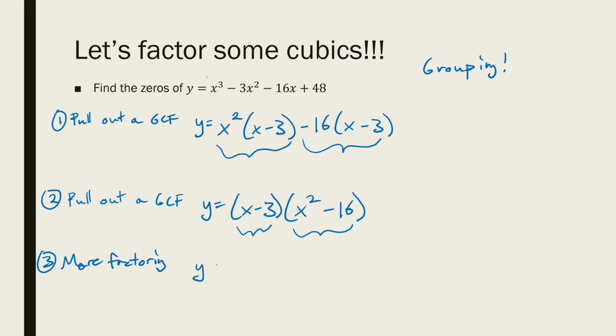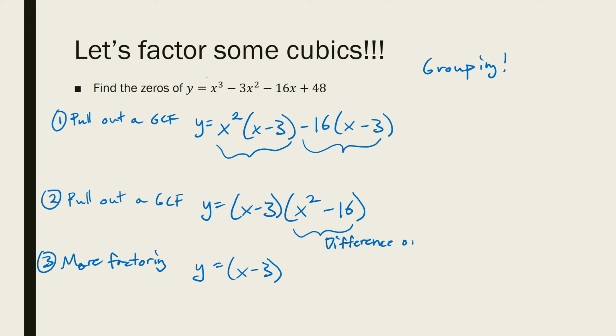So let's take a look at x minus 3. Can that be factored further? Well, no. It's already down to just a binomial. There's no power here, so I'm not multiplying anything to get this binomial, just x minus 3. But x squared minus 16, do you notice that this is a difference of squares?